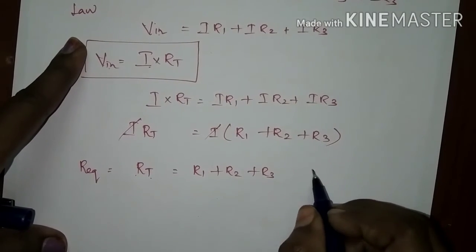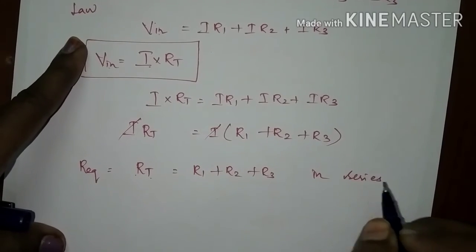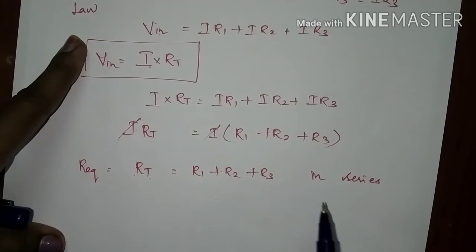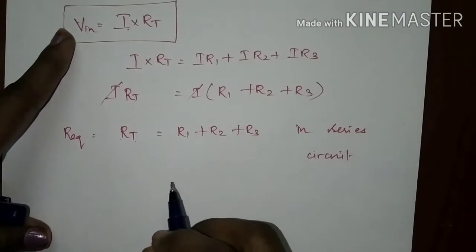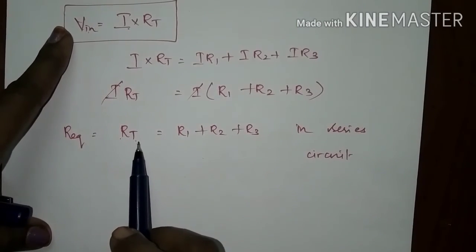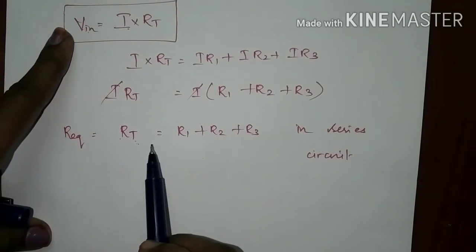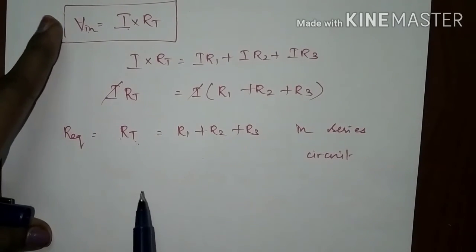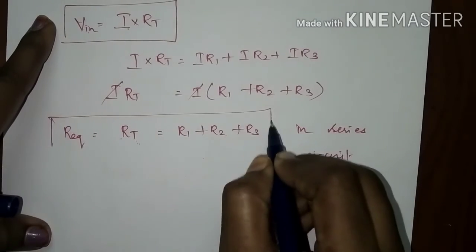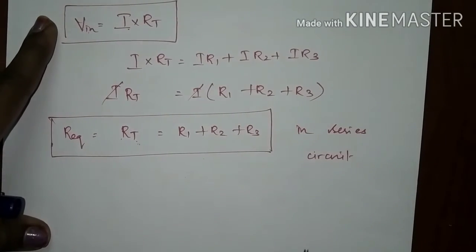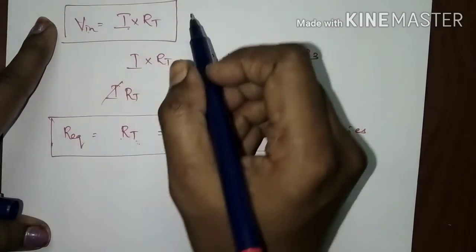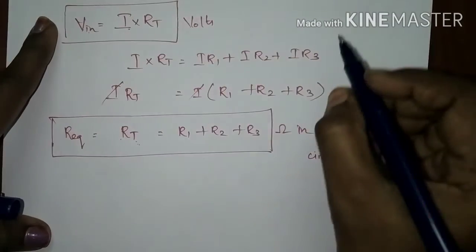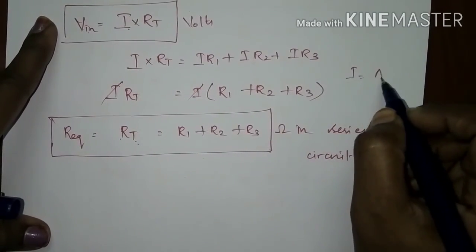In the case of the series circuit, the total resistance would be equal to the addition of the resistances present in the circuit. So in the series circuit, the total resistance is found by summing all the resistances connected in the circuit. This is the formula for finding the total resistance in the series circuit. And the unit of resistance is ohms. The unit of voltage is volt and the current is ampere.